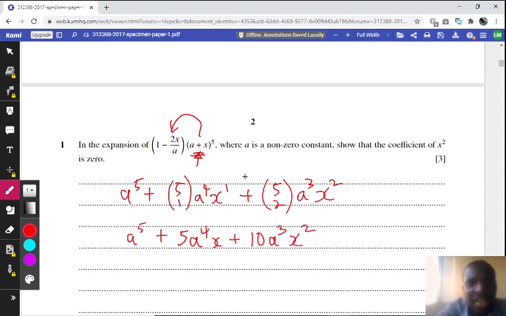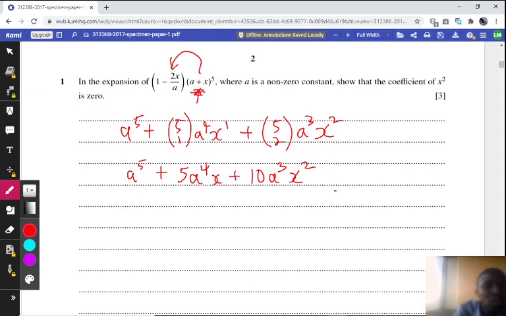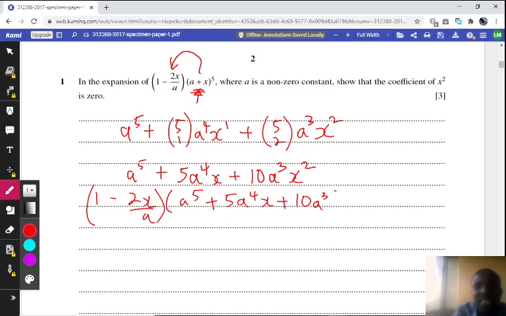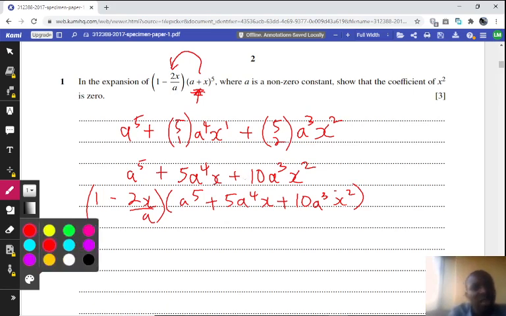After doing it like this, now you have to expand using that other bracket. So it will be 1 minus 2x over a, multiplying a to the power 5 plus 5a to the power 4 x plus 10a to the power 3 x squared. Then you close your bracket. What you want are the terms which give us x squared. So it is wise to just consider those terms that give us x squared.